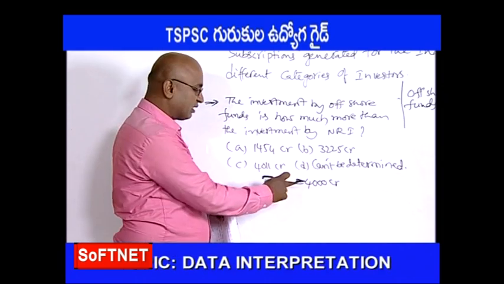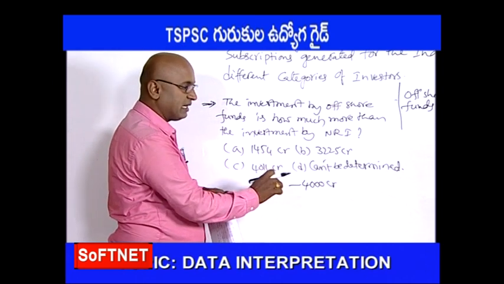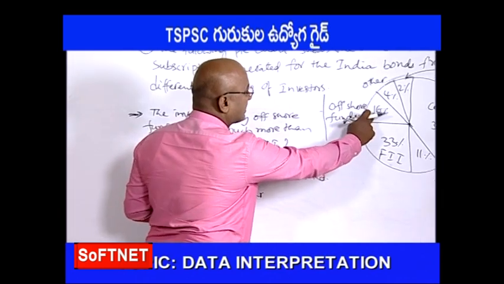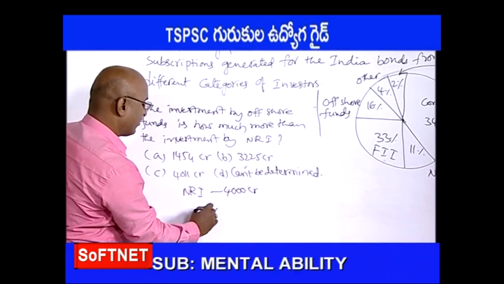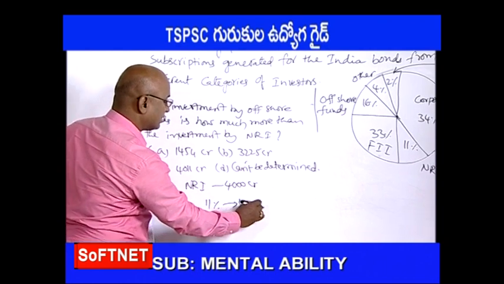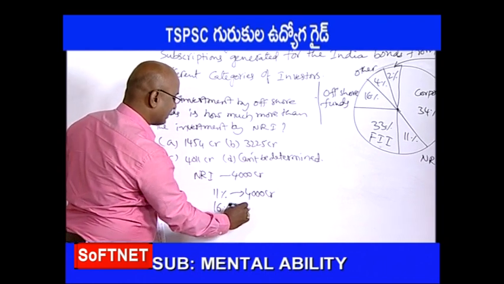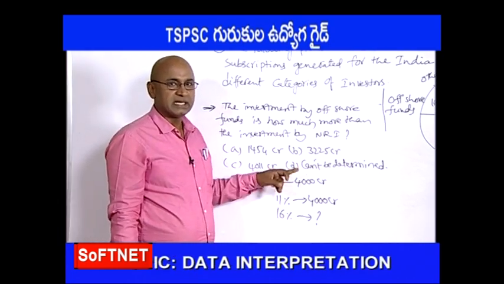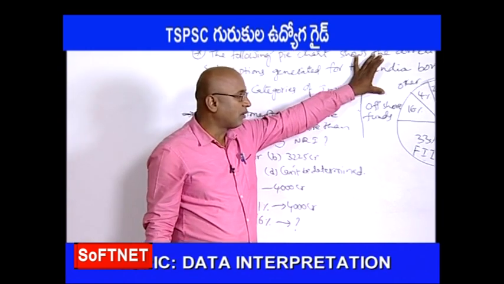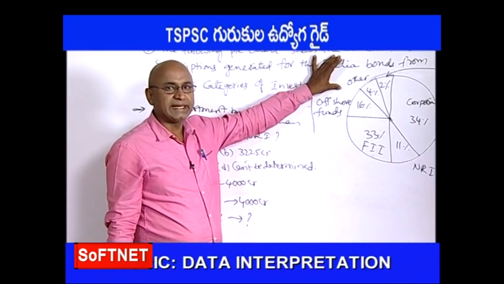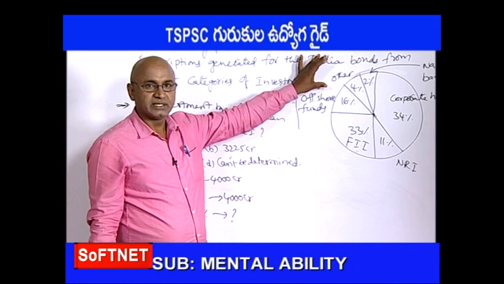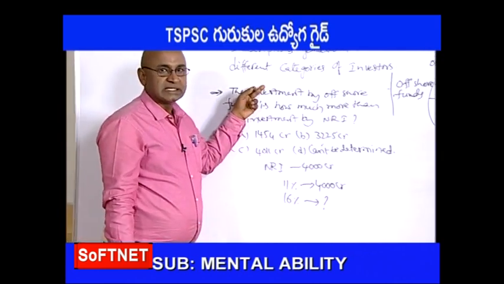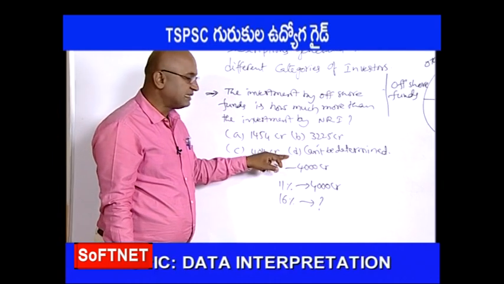If we consider that 4,000 crores rupees, then the answer will be like this. What is the investment by offshore funds? Offshore funds is equal to 16%. So if 11% is equal to 4,000 crores, then 16% is how much? If you do the problem like this, it will give you the wrong answer. Why? Because the data given in the problem is the only correct data to be taken, and you should not take the data of other questions to the present existing question.